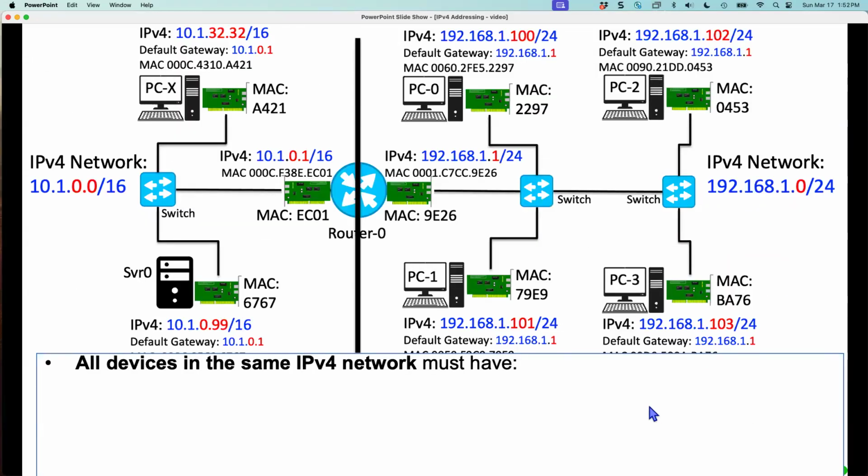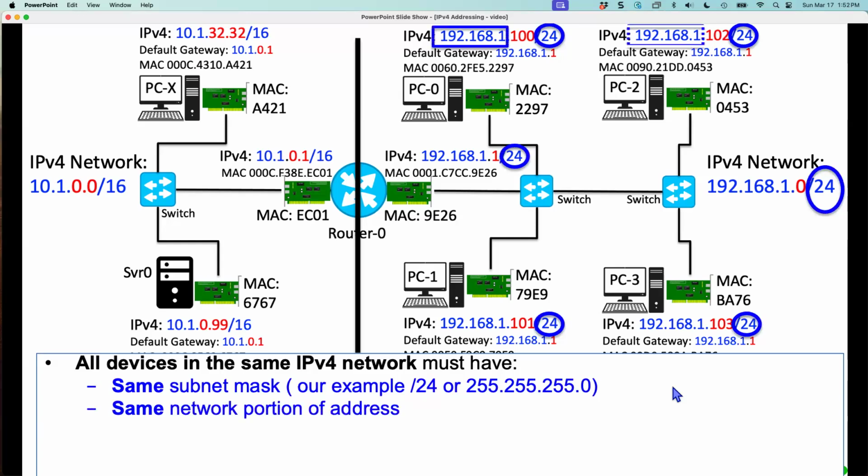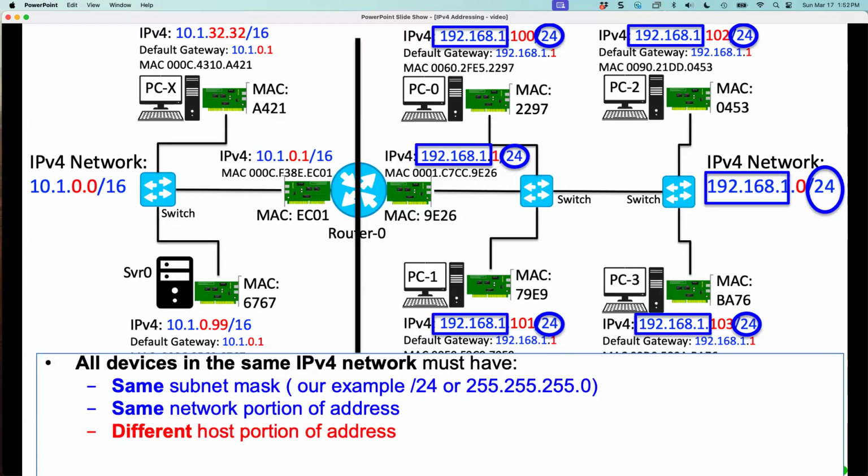All right, again, all devices in the same network must have the same subnet mask or prefix length. They're going to have the same network portion of their address, but they are going to have a different host portion, and they'll be on the same side of the router.